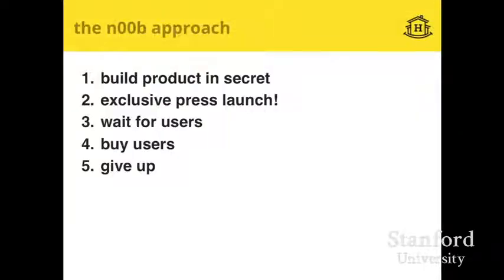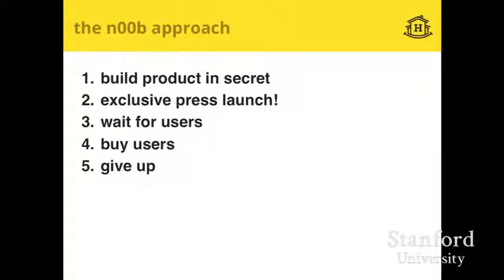So when I wrote this up, I was first thinking about what the things are that some people do that are not the correct way to do a startup. The novice approach, I think, is what you see up here, which is: I have this really great idea. I don't want to tell anyone about it. I'm going to build it, maybe tell 1 or 2 people, and then I'm going to launch it on TechCrunch or somewhere like that. Then I'm going to get lots of users.